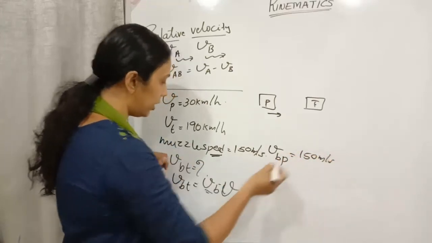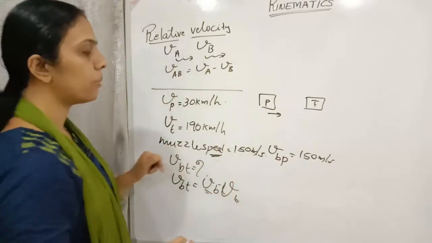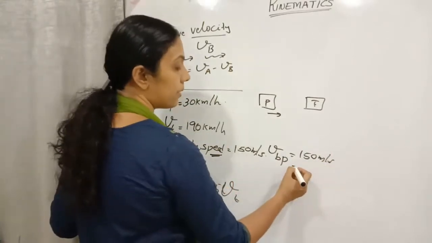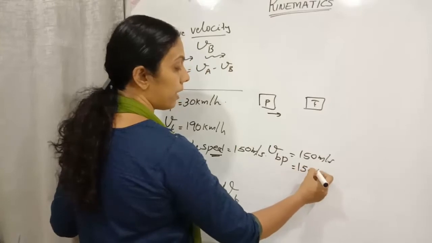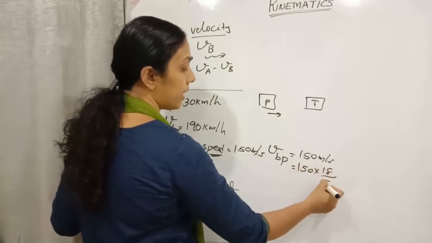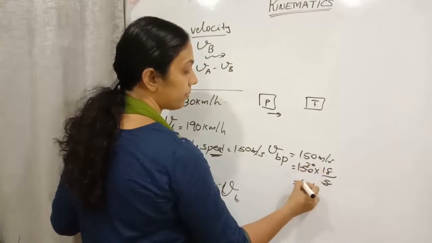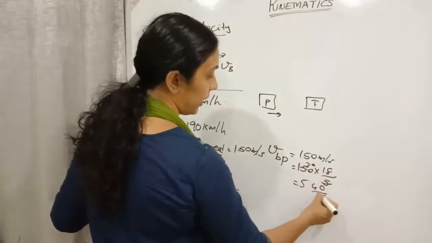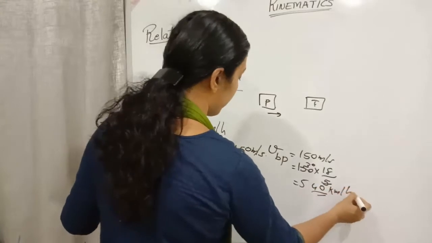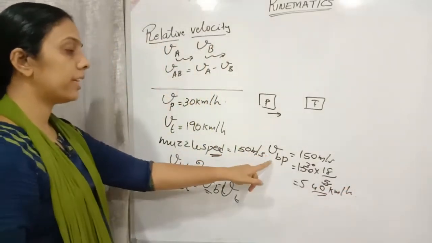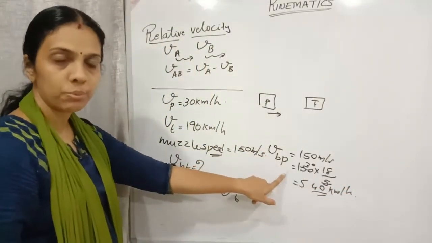And here all the others are in kilometer per hour, right? So better we convert this also into kilometer per hour. Multiplying by 18 by 5, it is 540 kilometer per hour. This is the relative velocity of the bullet with respect to the police van.